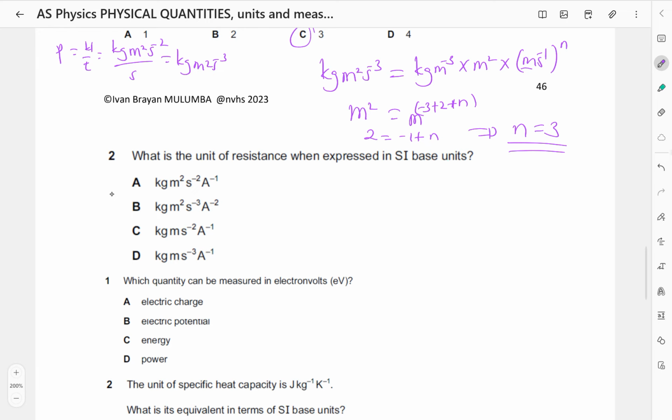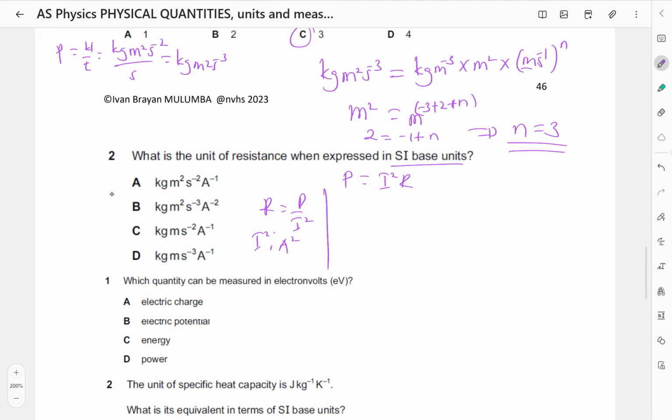What is the unit of resistance when expressed in SI base units? I think we have expressed this unit so many times, but we can still do this. So I can say power is equal to I squared times R. So resistance will be equal to power over I squared. We know that I squared will be equal to ampere squared.